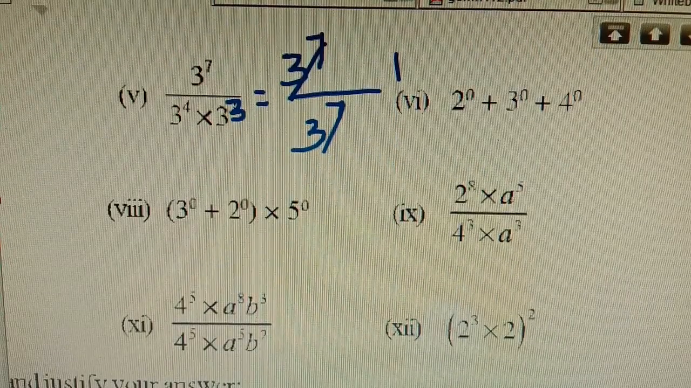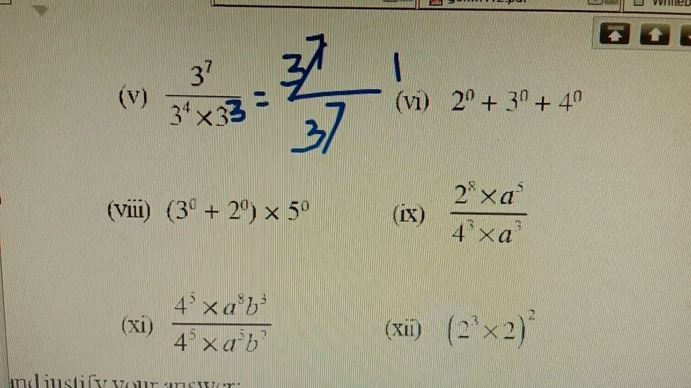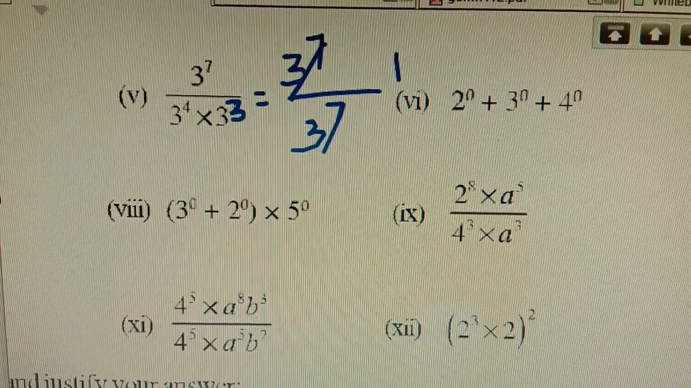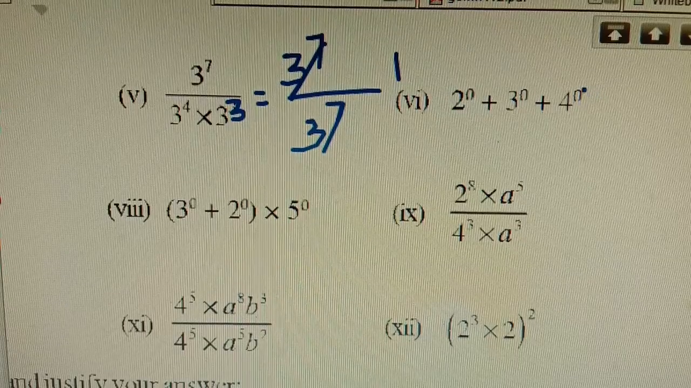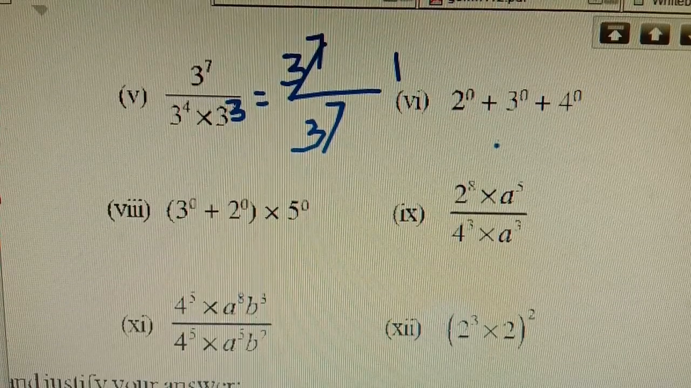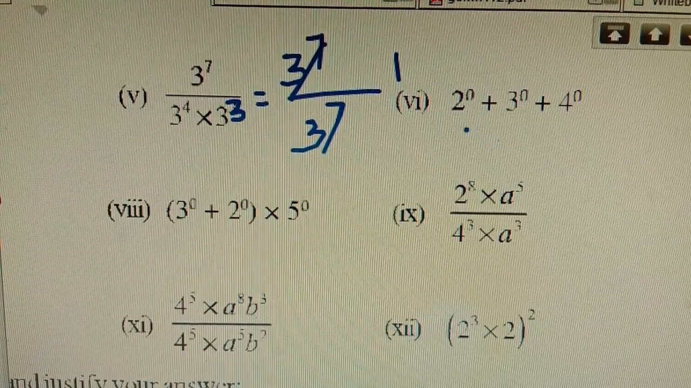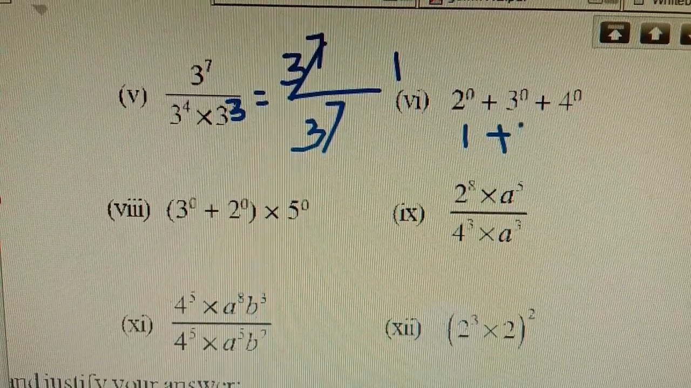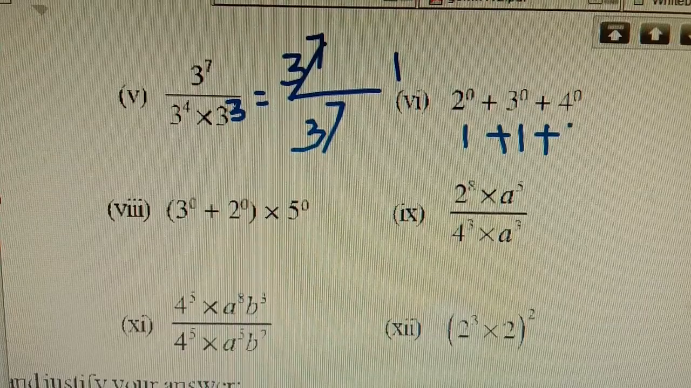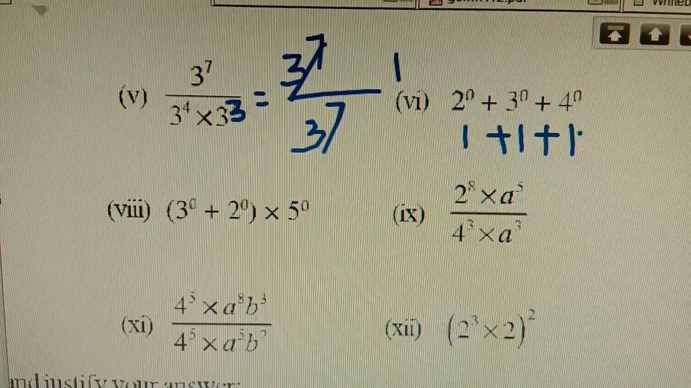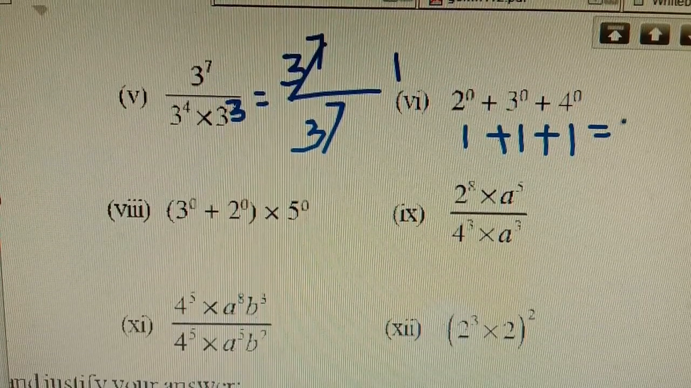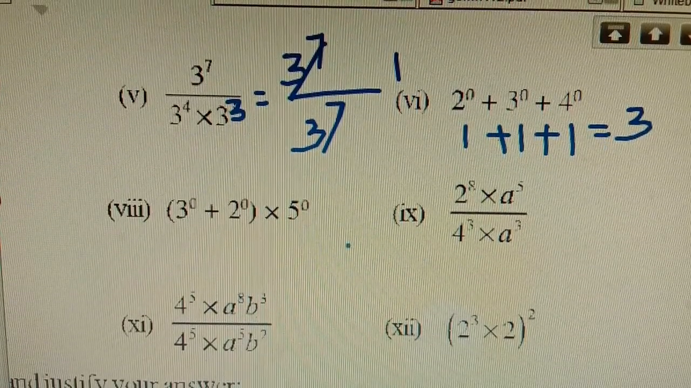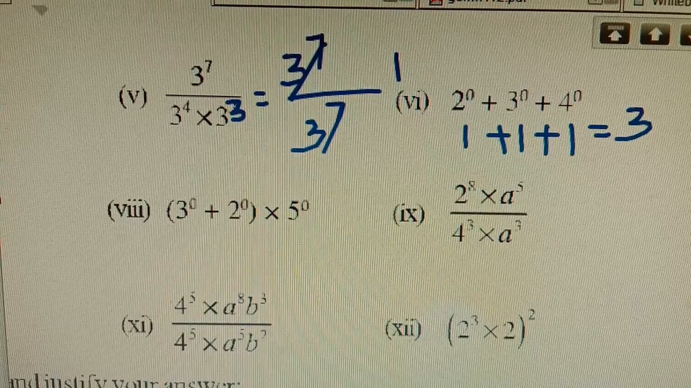Now next question. Here 2 to the power of 0 plus 3 to the power of 0 plus 4 to the power of 0. Any number to the power 0 is 1. So 2 to the power of 0 is 1, 3 to the power of 0 is also 1, and 4 to the power 0 is 1. So 1 plus 1 plus 1, that means 1 adding 3 times, so the answer is 3. So we can move to the next one.